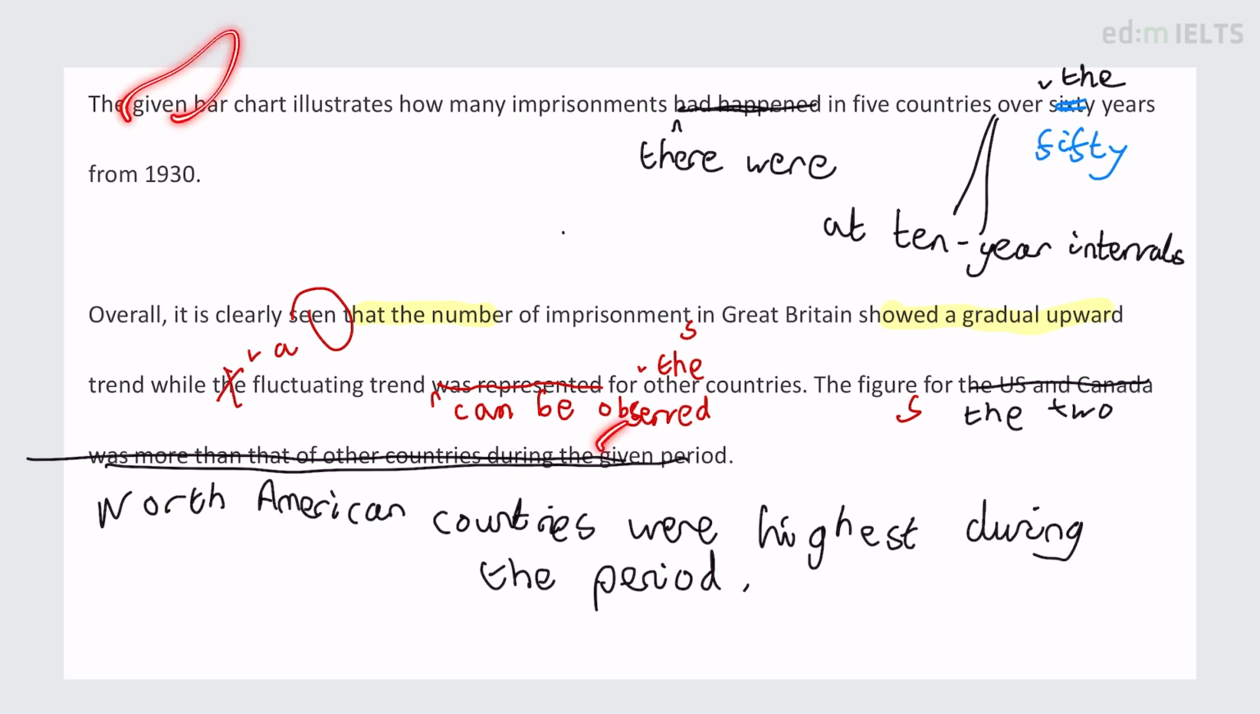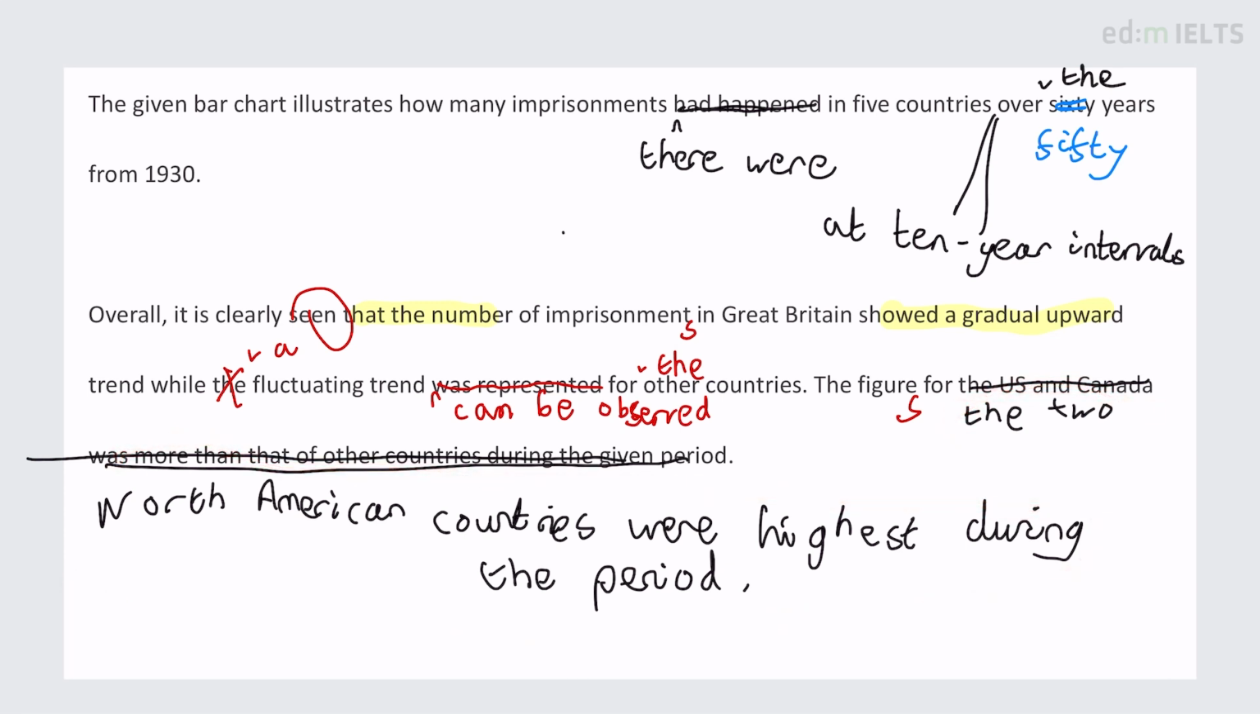And that can be used for things like the given periods, but it does get a bit overused by my students sometimes now, like overused to a ridiculous extent. You can just say the bar chart. You don't need to say the given bar chart or the bar chart provided or the bar chart shown. It just adds an extra word if you want to get to the 150 more quickly. The figures for the two North American countries were highest during the period.